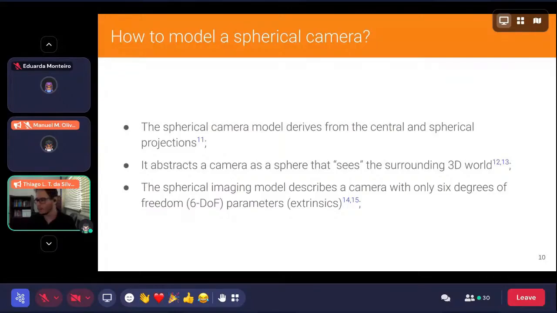Unlike the pinhole imaging case, we have only the extrinsic parameters. So we have only 6 degrees of freedom: 3 degrees of freedom for the translation of the camera, and another 3 degrees of freedom for the rotation of the camera. So it's actually a sphere that can translate and can rotate around itself.